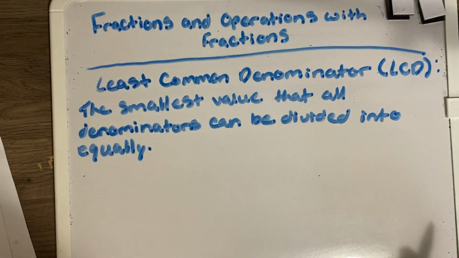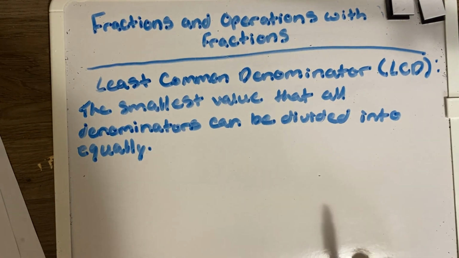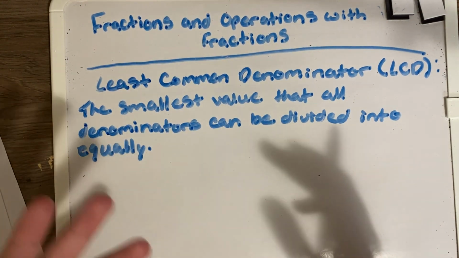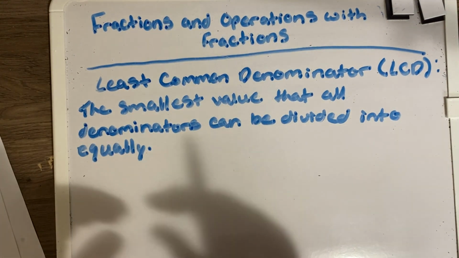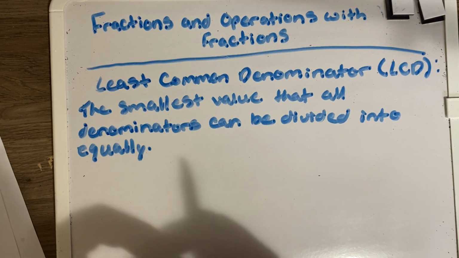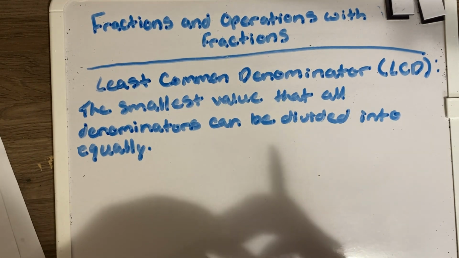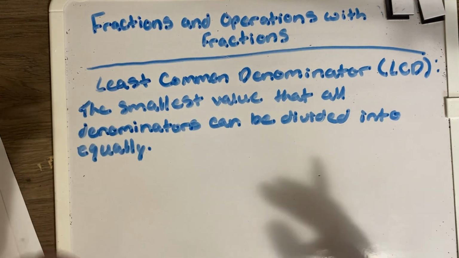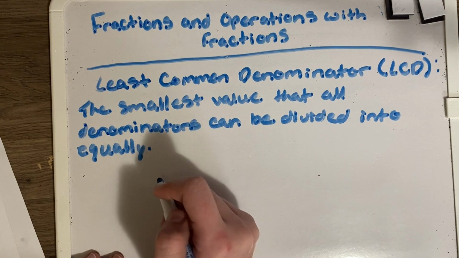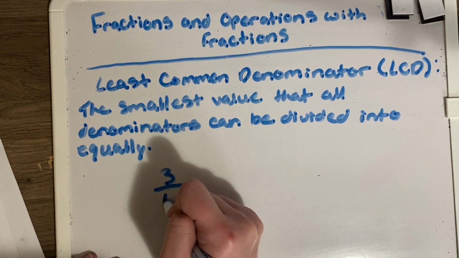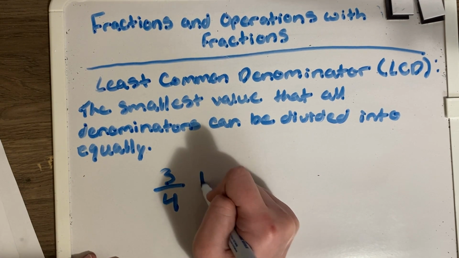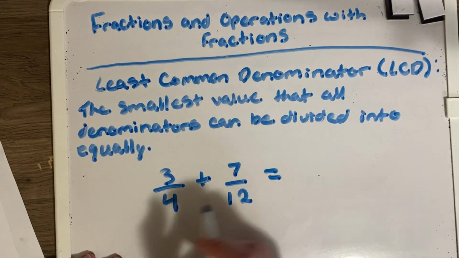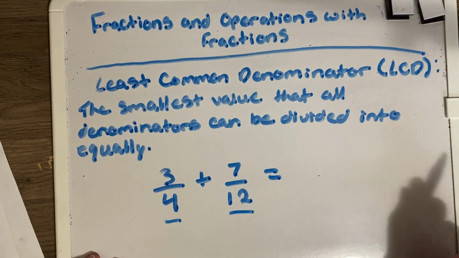Alright, so whenever we add or subtract fractions, which we'll be getting into in a bit, we have to find a least common denominator, which means that the denominators have to be the same, and denominators have to be factors of each other, and they have to be able to be divisible by the same number in order to get a whole number. So for example, if we have 3 over 4, plus 7 over 12, well, we can't do this. First, the denominators have to be the same.